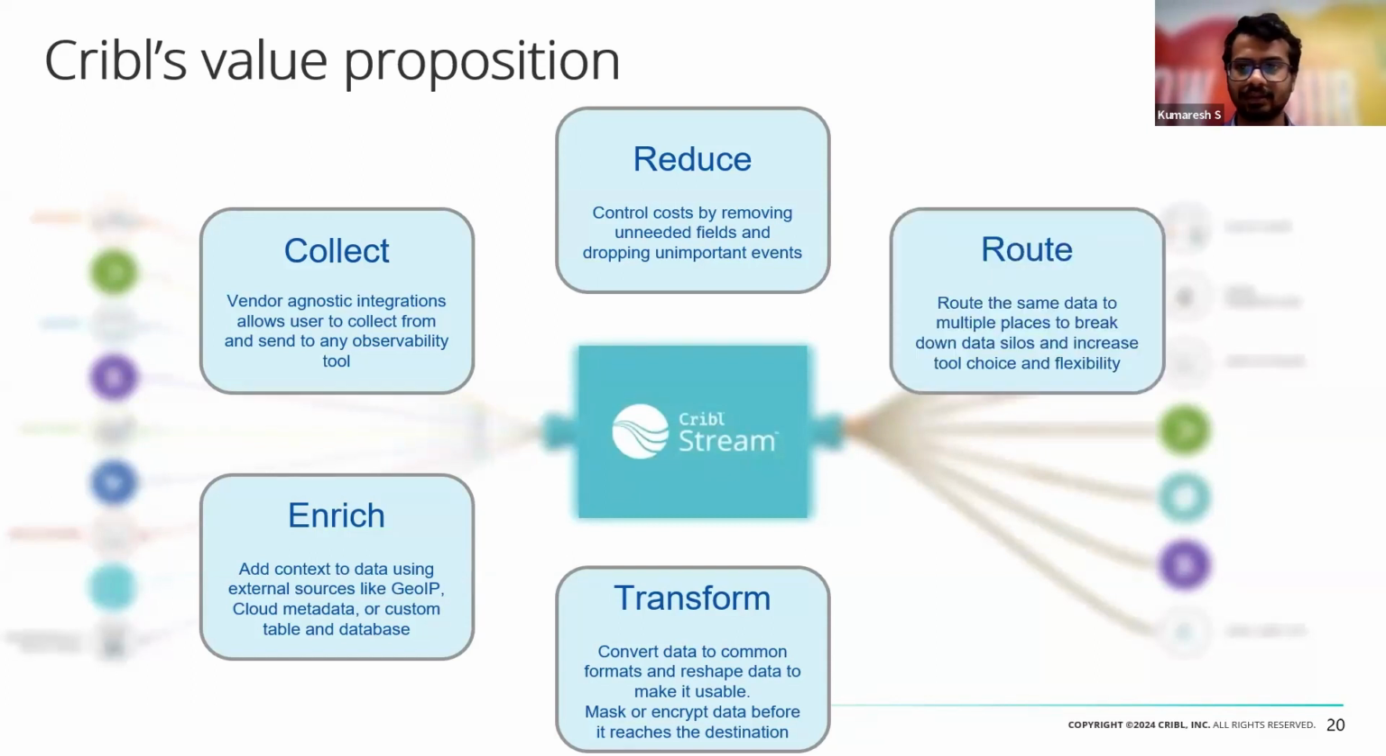Then there is the use case for routing. You can get the same data to different destinations. So by having Cribl sitting here, you can break down data silos and increase visibility, and you also have increased flexibility and choice of tools. Basically, you can send the relevant data to the tool of your choice, so that you have the data you need at the time of need.